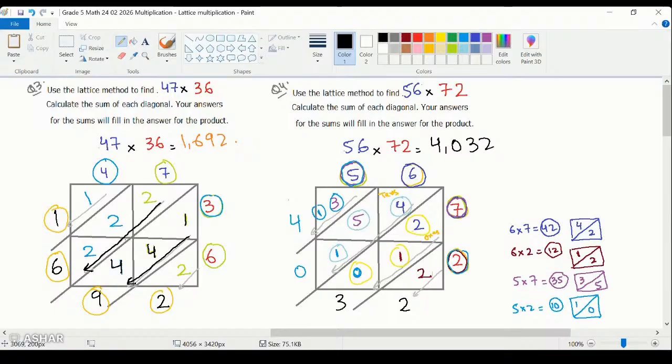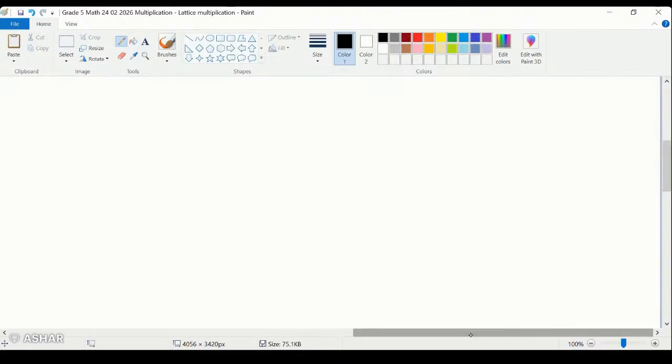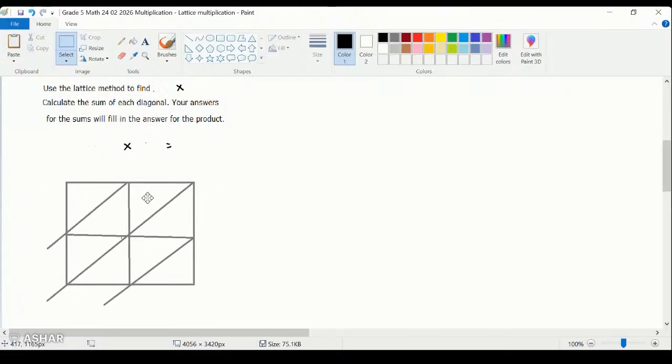Okay, let's look at some more examples so that we would have a better idea. Moving on to the next question. Question number 5. If this is our question number 5, let's make it easy.